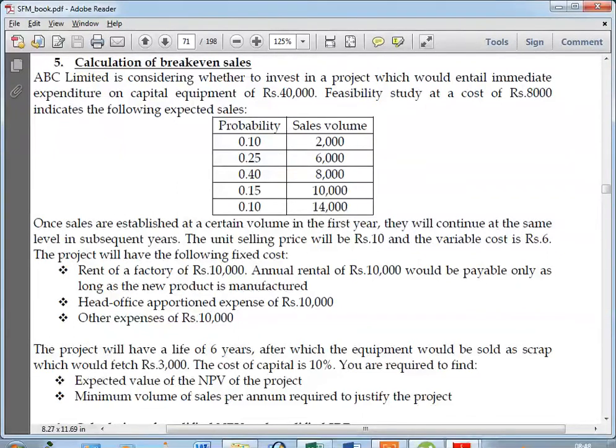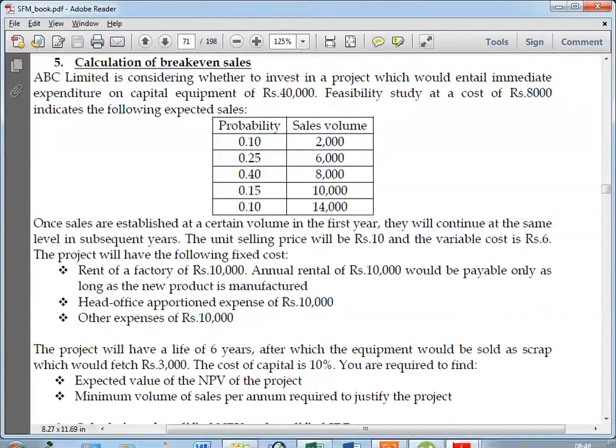Now coming to this question. They've asked for the NPV of the project, and the second part is the maximum volume of sales per annum required to justify the project. What is the initial outflow of the project? Read it carefully. 48 or 40? I'm asking, is it 40 or 48? Okay, it's not 48, it is 40.